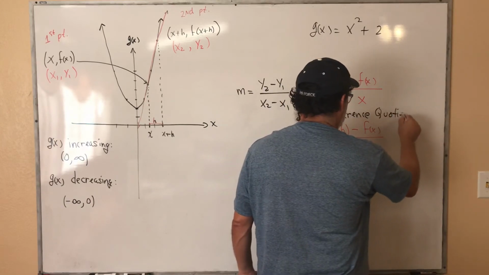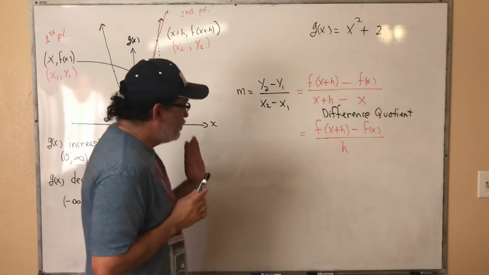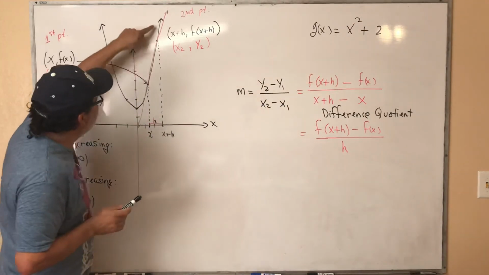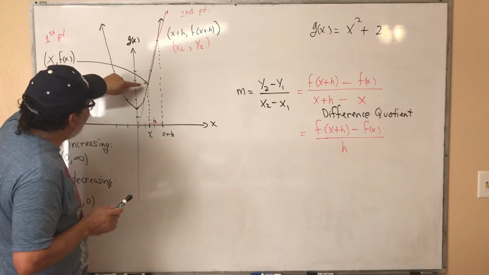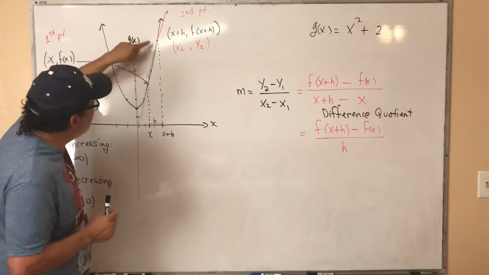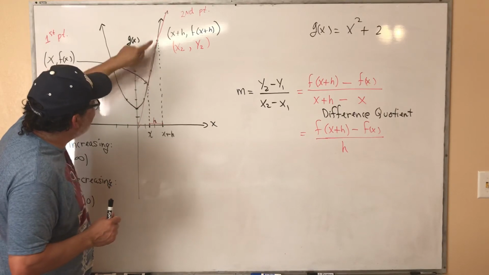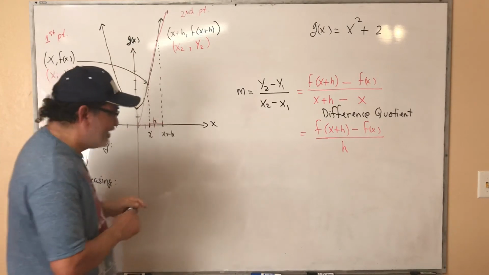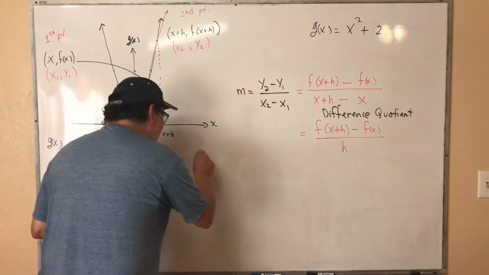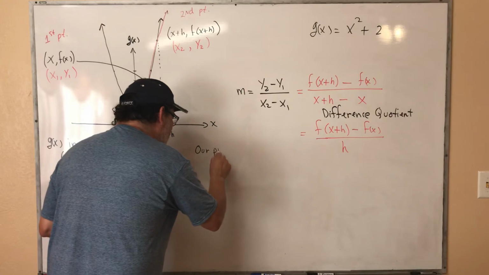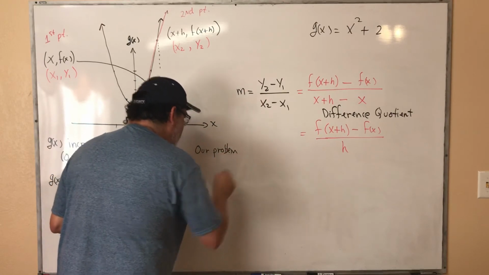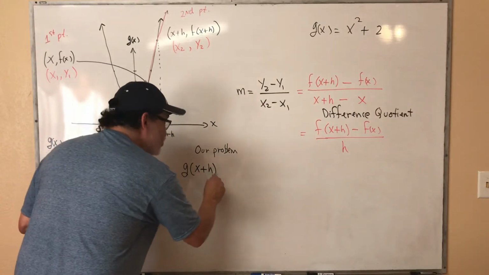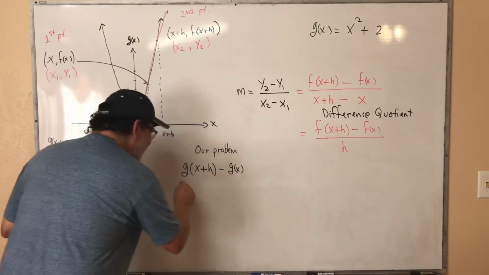Quotient. Okay. Now, because we're talking about this graph, and it is 2 points on this graph, it means that this graph is G. So in reality, it should be G. So the difference quotient for our problem should be G of x plus h minus G of x divided by h.